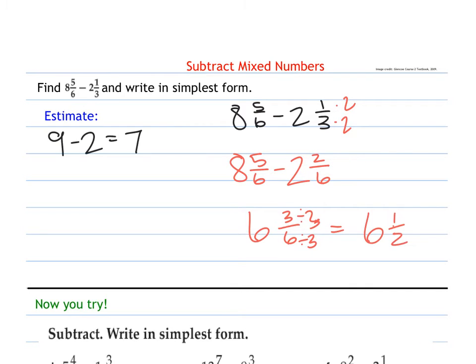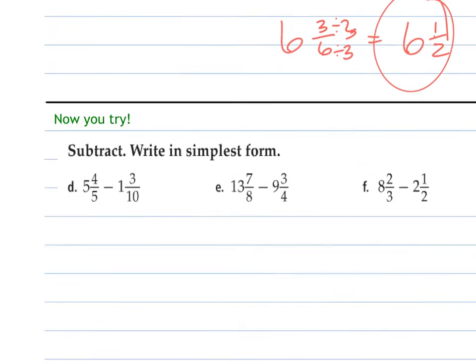to 1/2, so the answer is 6 and 1/2, or 6.5, which is close to the 7. Remember I said give or take a little because you are rounding up or down. So that answer does make sense based on my estimate. Same steps as addition.